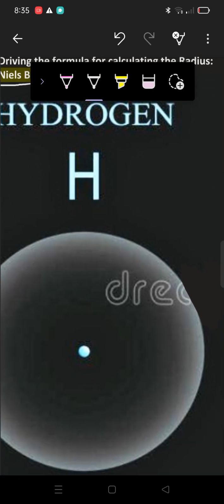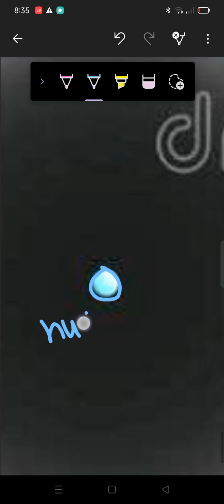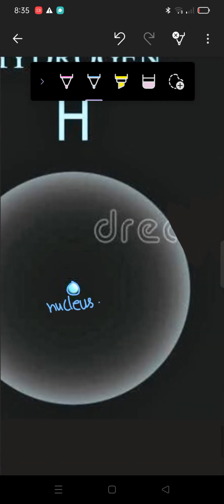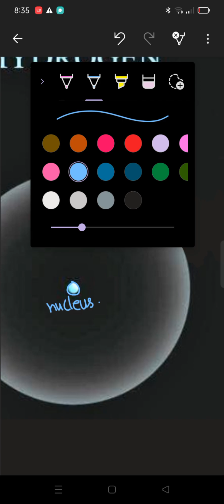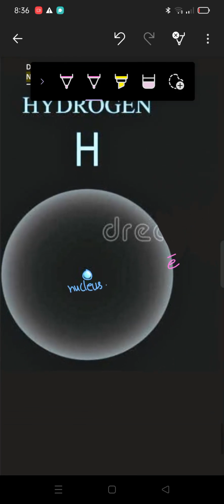So as you can see here, this is the nucleus I have, which has the positive charge, right? Now this radius is basically the distance from the nucleus to the electron, which is revolving around the nucleus, right? So suppose here I have an electron which is revolving.